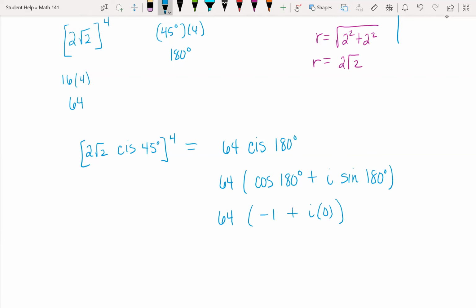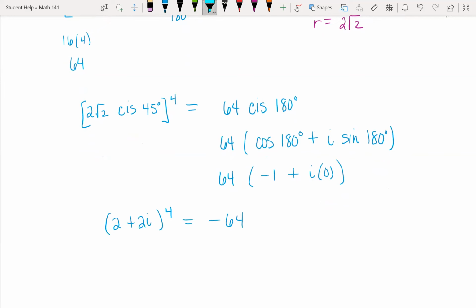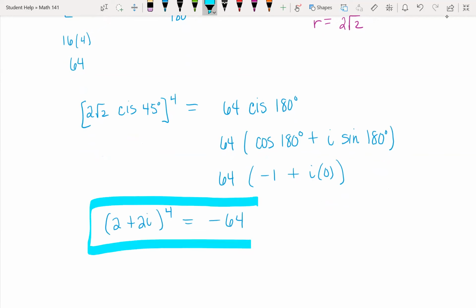So it looks like my overall answer, remember what I was doing originally was I was looking at 2 plus 2i raised to the 4th power. And my final answer is -64. If I were to multiply all of those out 4 times, a bunch of the i's would have canceled out, and I'm ending up with this as my final answer.